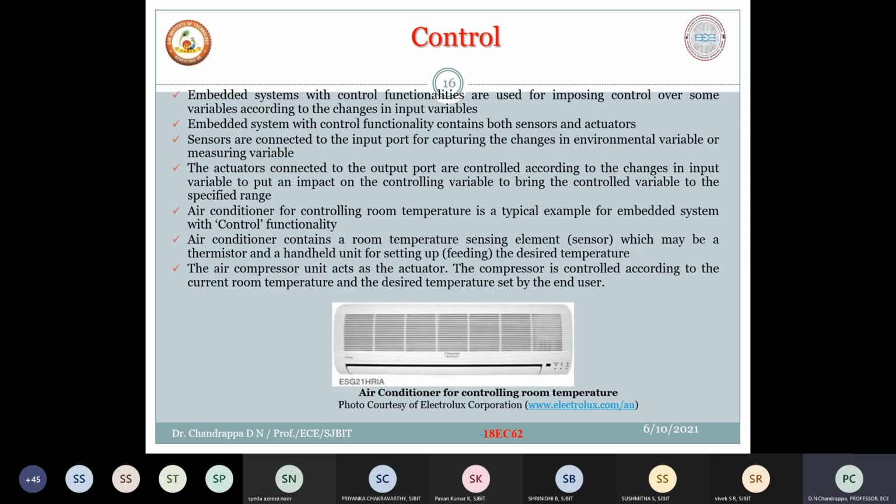So, control devices. All of you, is it audible? Can you hear me? Yes, sir. Hear you.